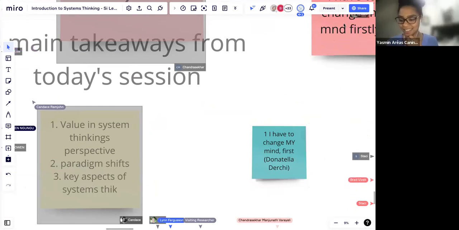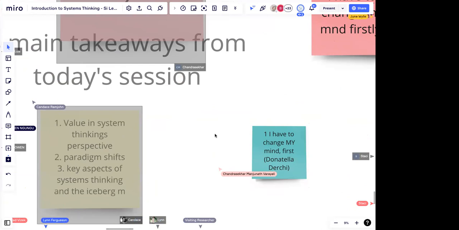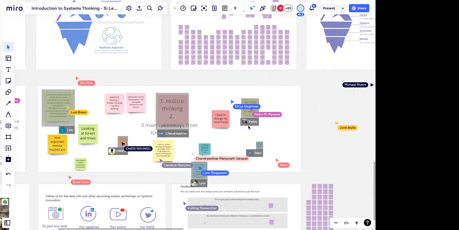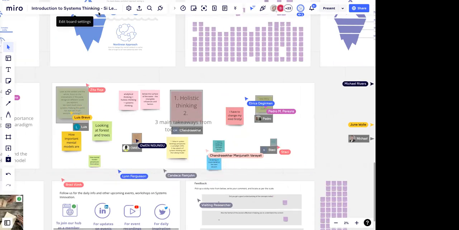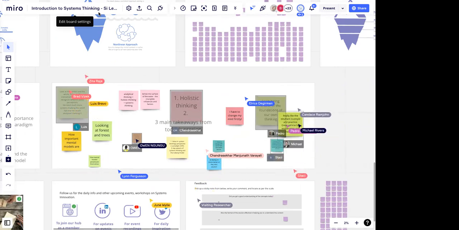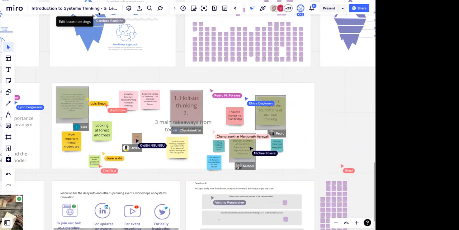Yes. Perhaps just one last comment or question. I'm not sure, but I keep hearing when we talk about systems thinking, more often than not, people always talk about complex problems. What about simple problems?